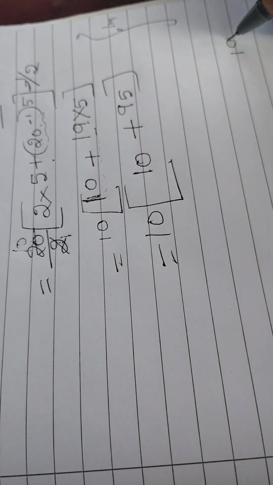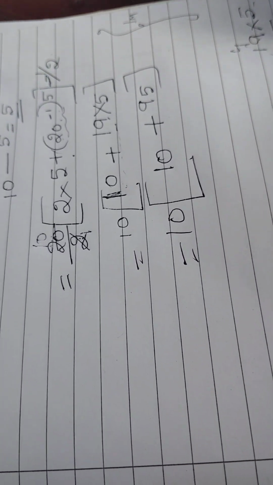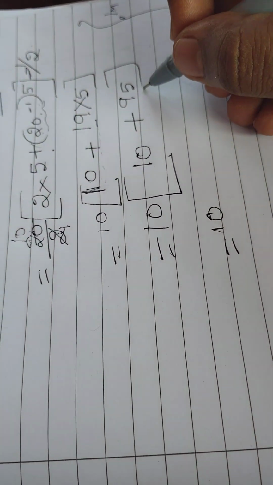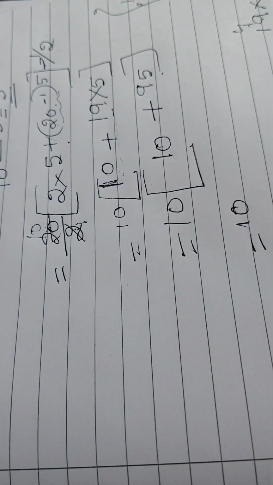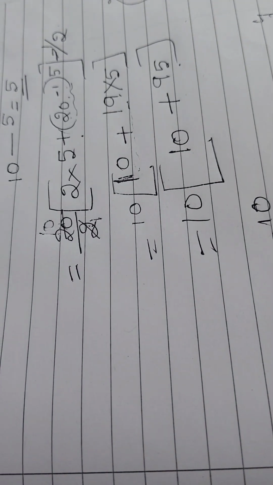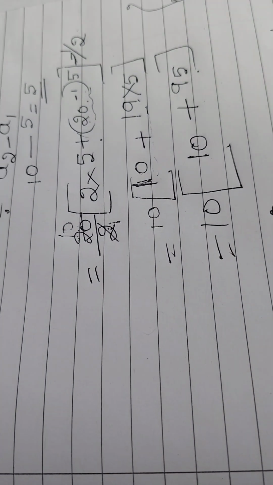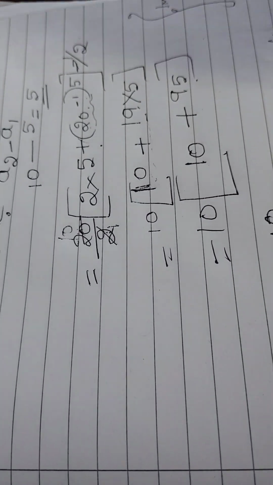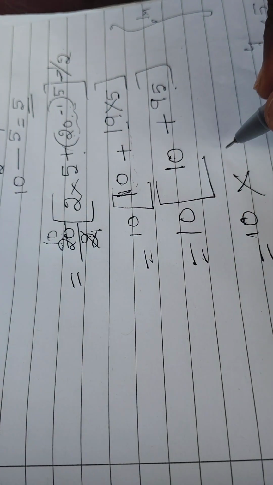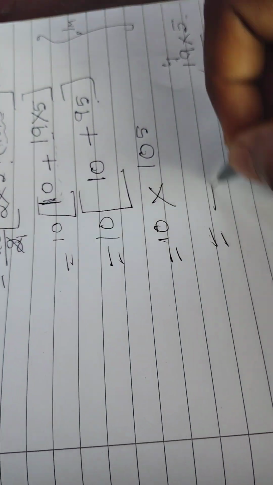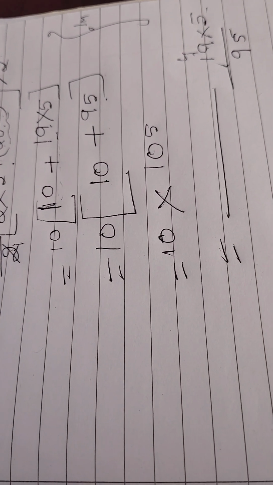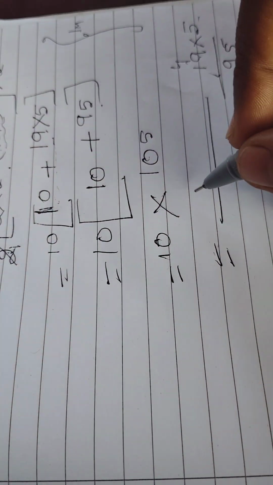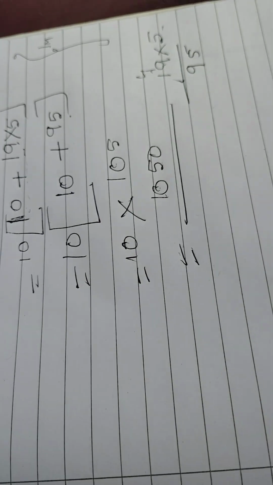If you want, I'll multiply and show 19 into 5. 5 nines are 45, 4, 5 ones are 5, so 95. Now see the bracket. Inside the bracket the symbol was plus, so you have to add this: 95 plus 10 is 105. The bracket again means multiplication, so you multiply 105 by 10. The answer is 1050.